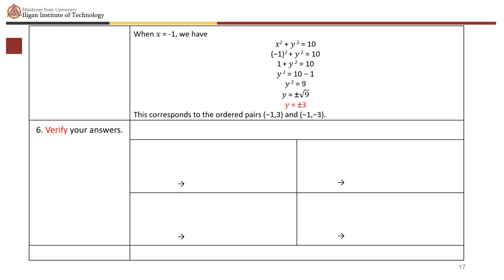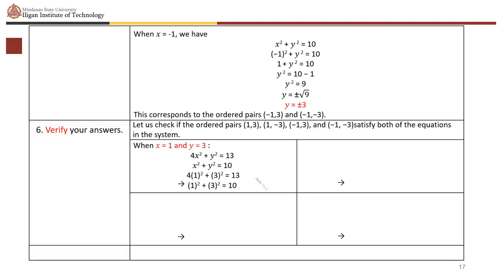So lastly, we have to verify our answers. We can check if the ordered pairs 1, 3; 1, negative 3; negative 1, 3; and negative 1, negative 3 satisfy both of the equations in the system. You have to do that one by one. So when x is equal to 1 and y is equal to 3, I will leave the verification to you. But there are some values already here, so you can check this. They're both true.